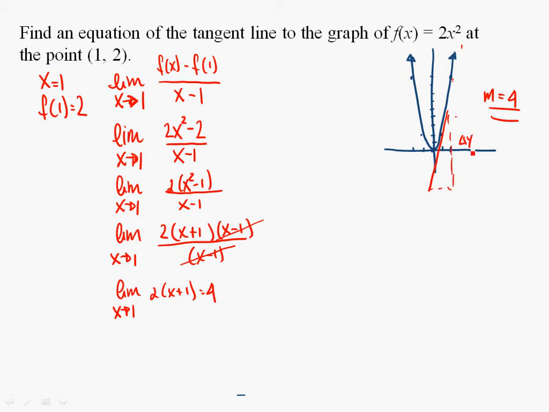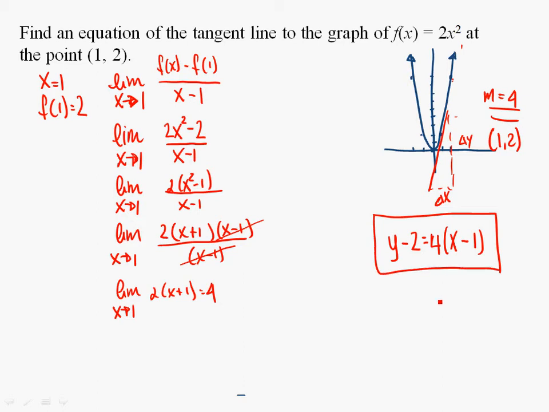That's your slope, delta y over delta x, which was 4. The point 1, 2 is on it. So what does that mean? You can do y minus 2 is your slope, which is 4, times x minus 1. There's the equation for the tangent line at 1.